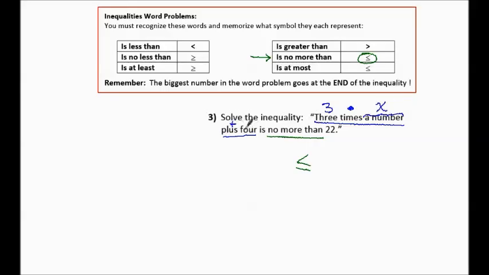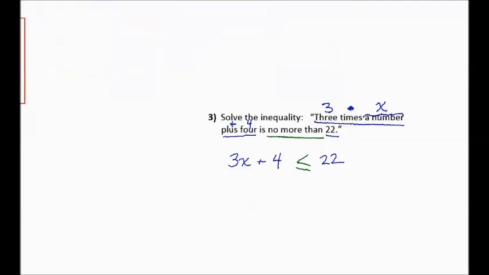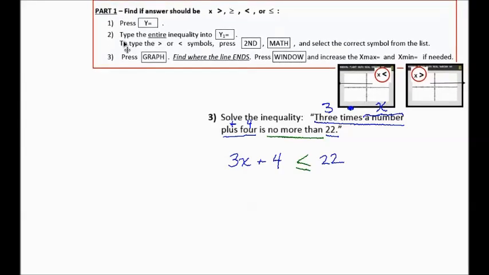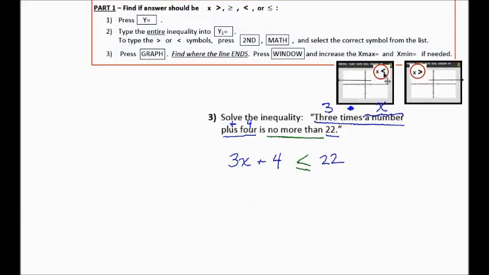This word just represents the addition symbol and the number 4. So what we have just written there is 3x plus 4 is no more than, symbol here in green, the number 22. To solve this inequality, we can follow the same steps that we're using to solve all the other ones. The first part is to figure out whether we are going to have x is less than or x is greater than.